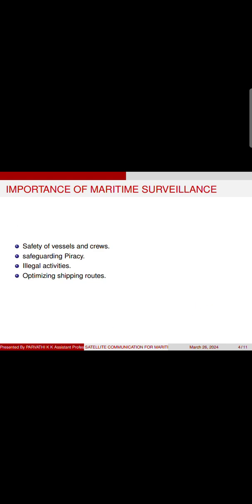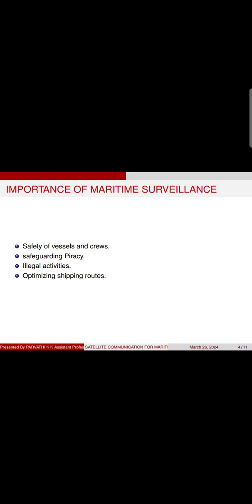The importance of maritime surveillance is the safety of vessels and crews, safeguarding against piracy and illegal activities, and optimizing the shipping routes. The applications of satellite communication are radio and TV broadcasting, military applications, navigation and voice communication. The advantages are flexibility, broadcasting possibility, the user can control the network, and each and every corner of the earth is covered. The disadvantages are interference and propagation conditions of frequencies. The initial costs, such as segment loss and cost, are too high.